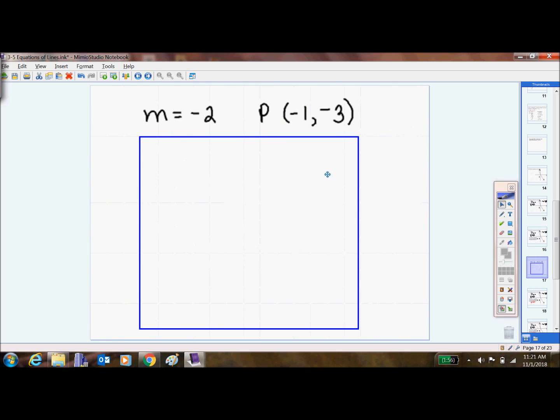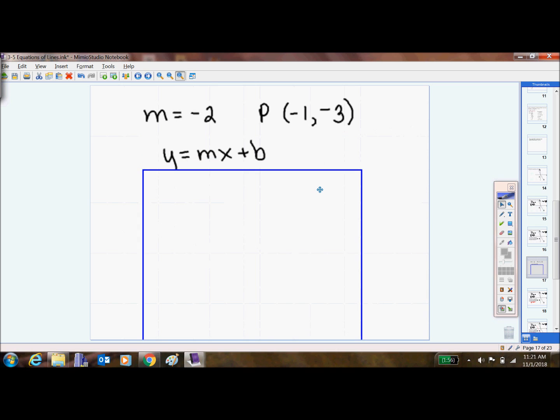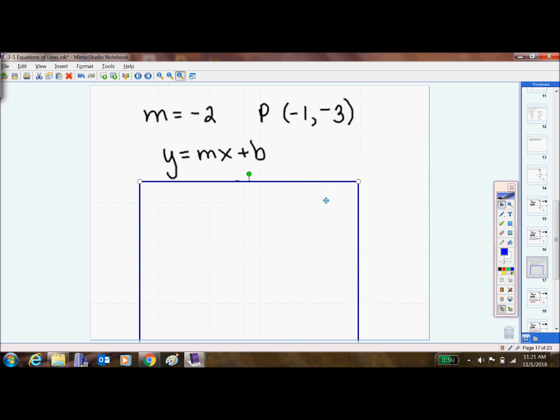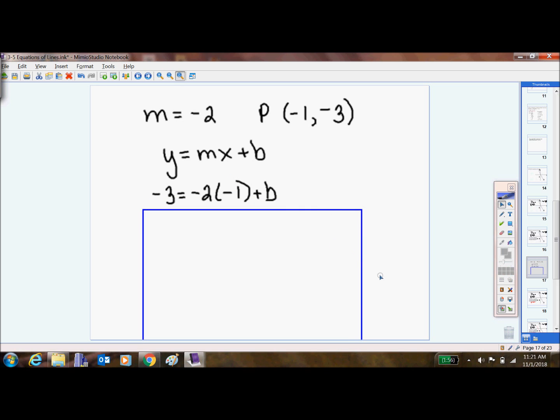And our point's here. So we need to use that process you used yesterday of finding y equals mx plus b and plugging in order to solve. Josie, what goes in for y? And what goes in for m? And what goes in for x? -1. And then solve for b. Go ahead and plug it in.